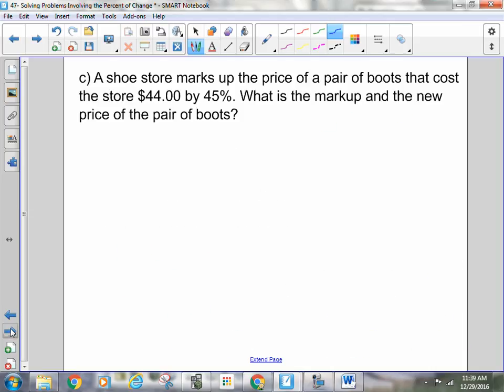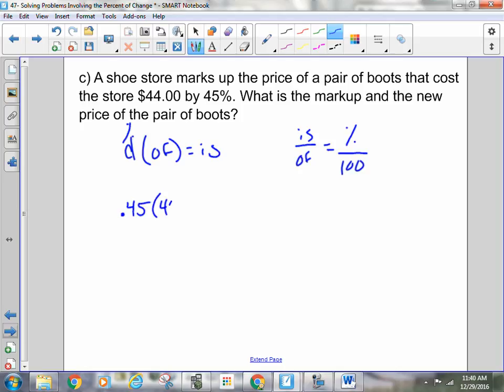Okay, a shoe store marks up the price of a pair of boots that cost the store $44 by 45%. What is the markup and the new price of the pair of boots? Okay, so we first need to find out what 45% of 44 is. Two ways we can do that. Remember, it would be decimal times of equals is, and it would be is over of equals our percentage over 100. And decimal is the same thing as percent.